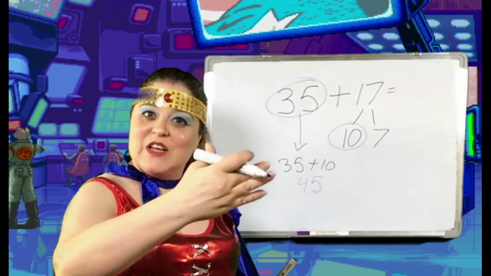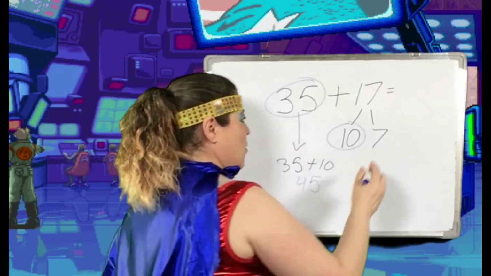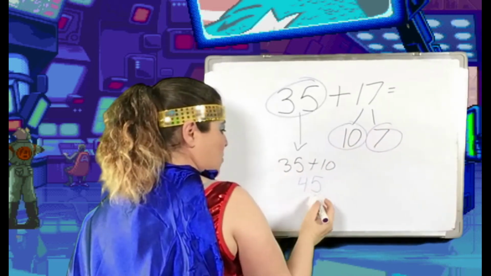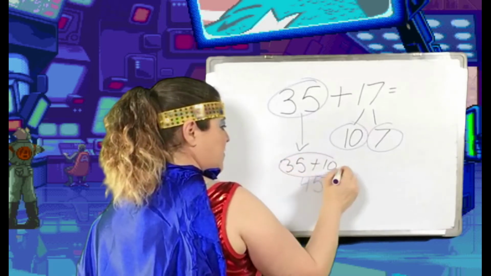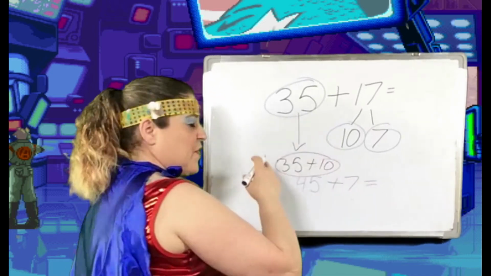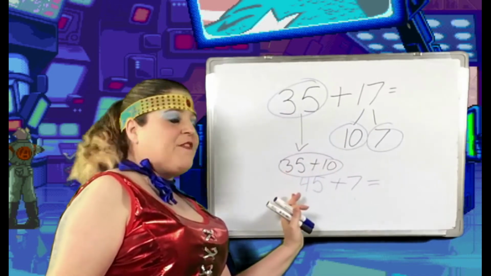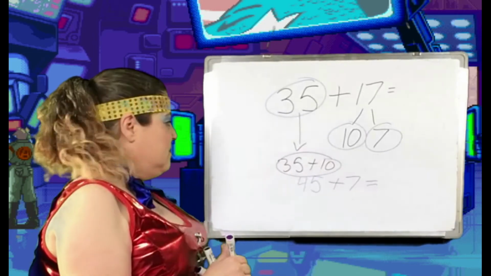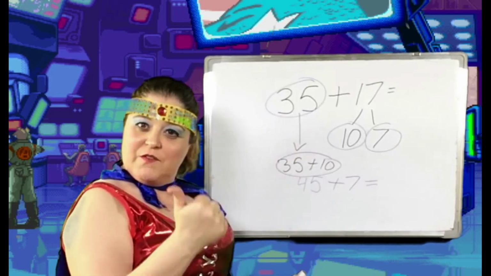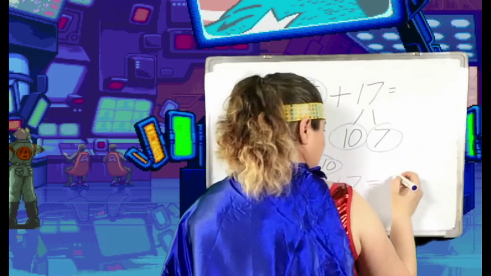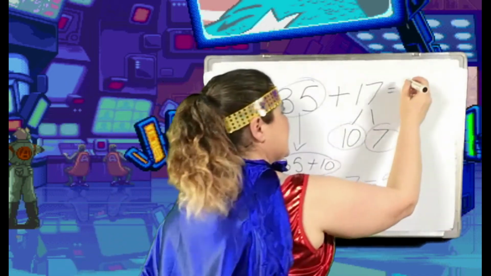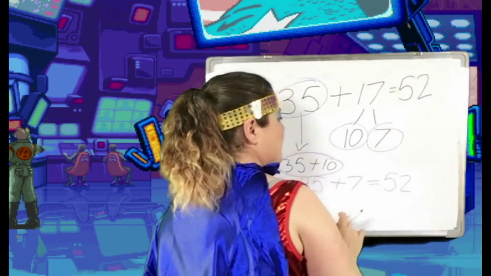Now we're going to add the ones. Okay? So here is the 7. The 7 is the 1. So now we're going to take the answer we got from 35 plus 10, and to that we are going to add 7. So 35 plus 10 is 45. 45 plus 7 is 45, 46, 47, 48, 49, 50, 51, 52, 52. So 35 plus 17 is 52.